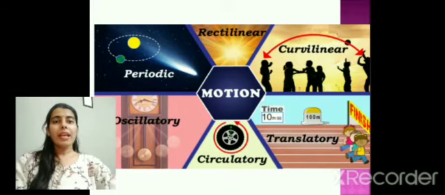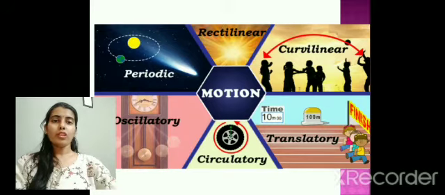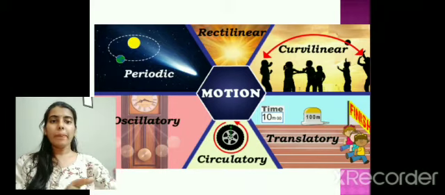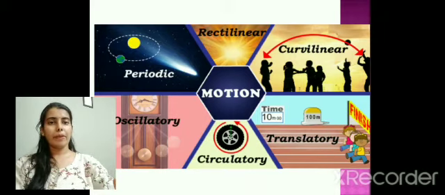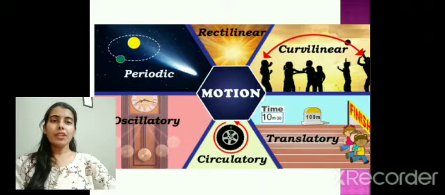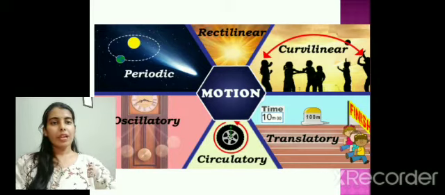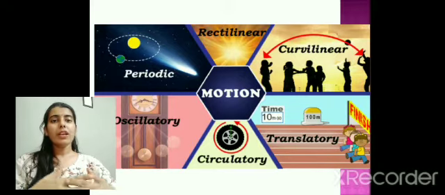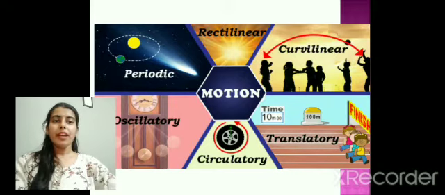Oscillatory motion means when the body is moving from one point to another and then again coming back, like the motion of a swing. When you go to a park, the motion of a swing is also an example of oscillatory motion. Circulatory, as the wheels of a car are moving in a circular pattern, so that is circulatory motion. Translatory motion is when the body is moving on a straight path. Curvilinear, when the object is moving on a curved path. Rectilinear is always when the body is moving in a straight path.